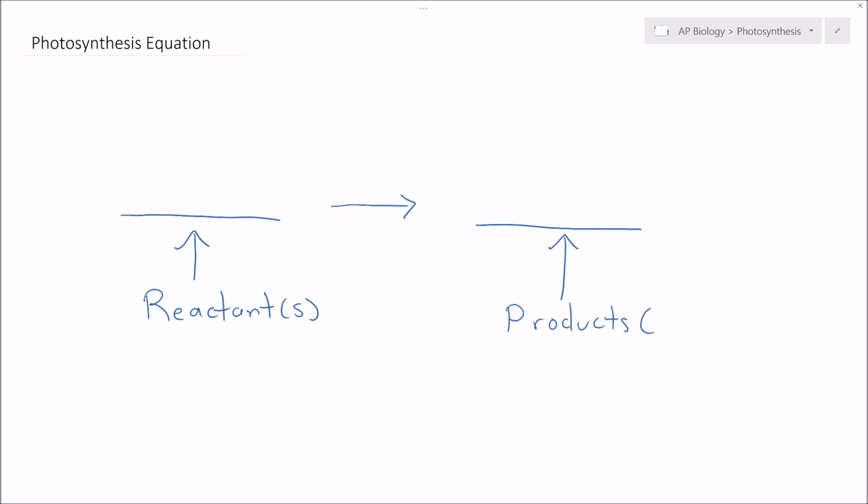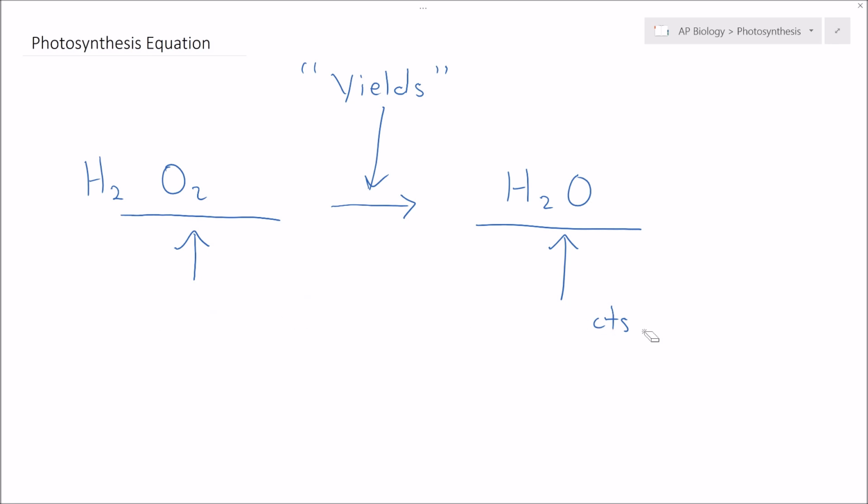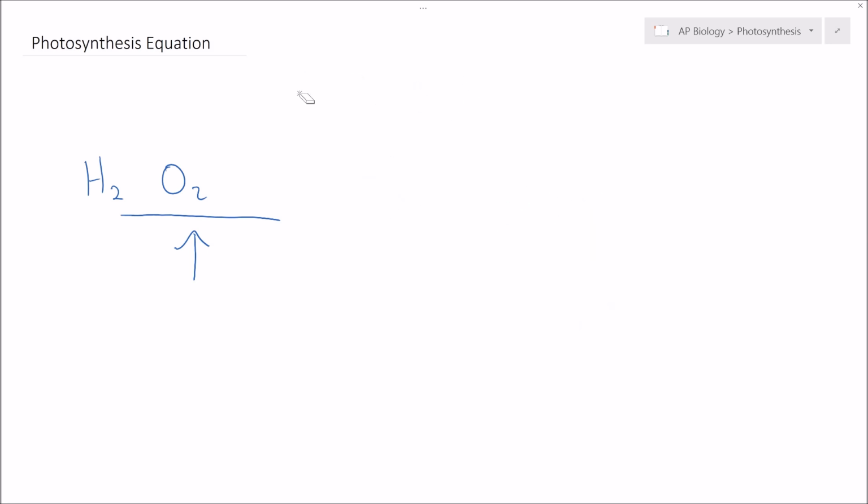And this little arrow here means yields. So when you put something here, it's going to yield something over here. So let's say, for example, diatomic hydrogen and diatomic oxygen are going to yield water, or dihydrogen monoxide. And this is more chemistry. This is not what we're looking at right now. We're looking at the equation for photosynthesis. So now that we learned those basics, let's get into the actual equation.